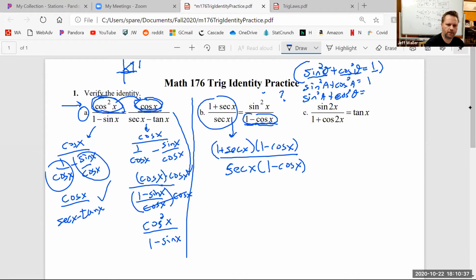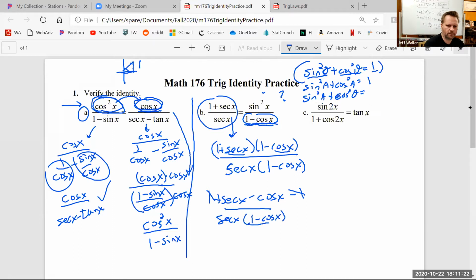So what happens on the top here? Bear with me for a little bit. 1 minus cosine x. All right, let's do plus secant x minus cosine x minus, now what is secant times cosine? They're reciprocals of each other. Secant is the reciprocal of cosine. So when I multiply, I get 1. So it'll be minus 1. So those cancel. Is that cool? All over secant x times 1 minus cosine x.